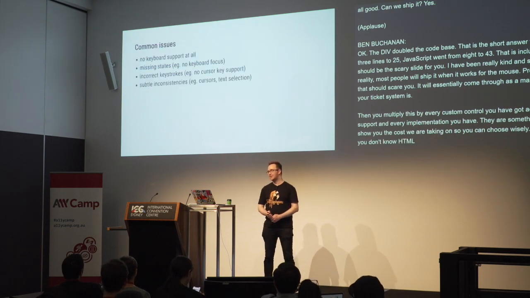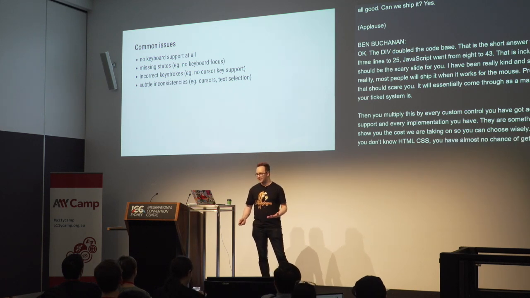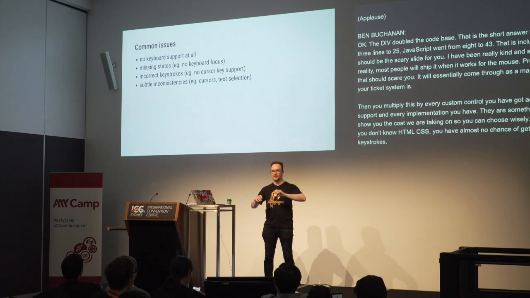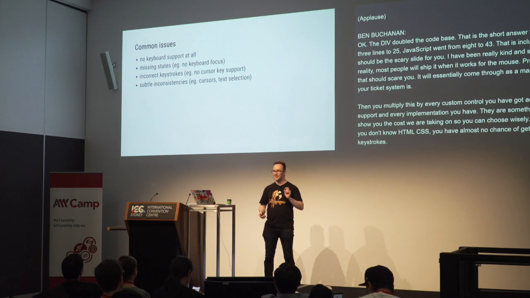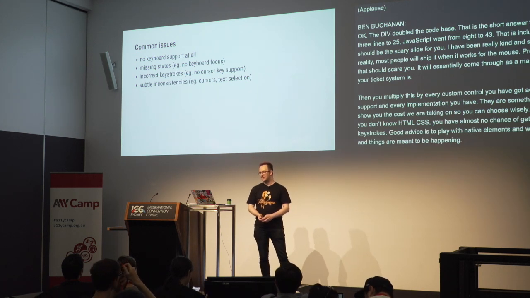And we see this a lot. Common issues are no keyboard support at all, missing states, the wrong keystrokes. Really good advice here is just play with native elements and work out when the tabs and arrows and things are meant to be happening. It's not actually what you think because you use them too much. And just subtle inconsistencies like the cursors.